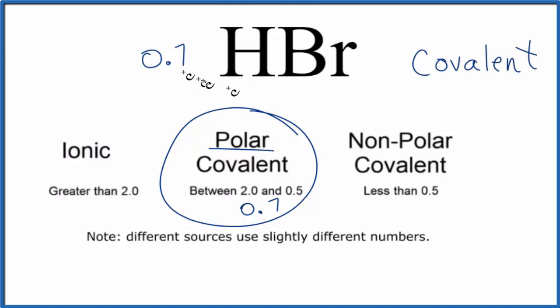When you put HBr in water, it will dissociate into its ions. It's a strong acid. So even though it dissociates into its ions when you put it in water, we consider it polar covalent based on our definition here and based on the periodic table having a nonmetal plus a nonmetal.